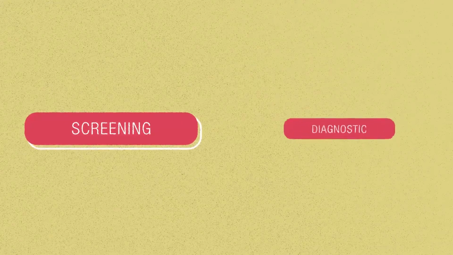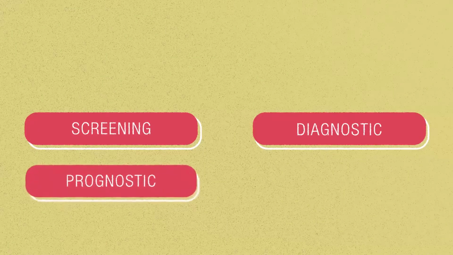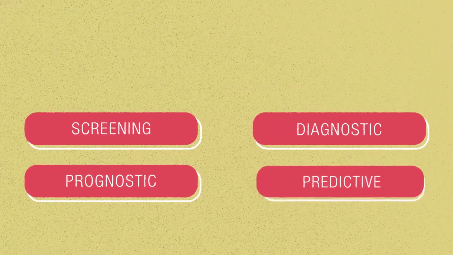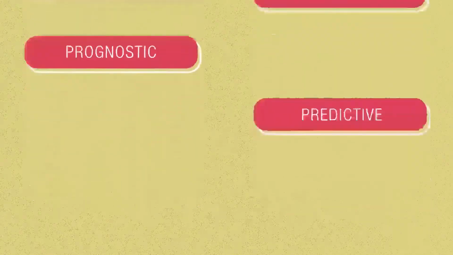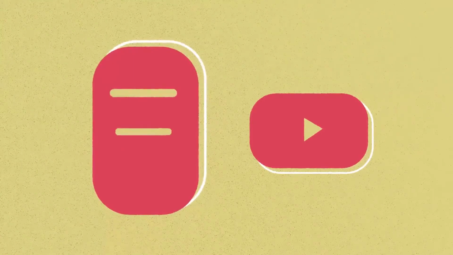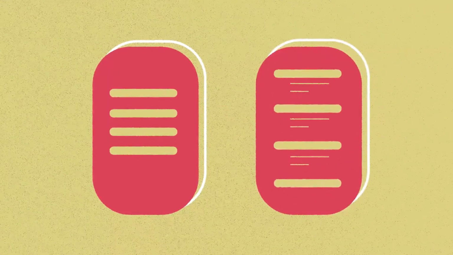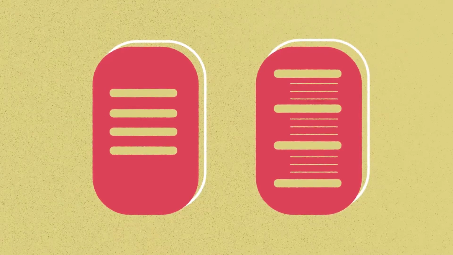For any ailment, tests are usually divided into 4 categories: screening, diagnostic, prognostic, and predictive. In this video, we're going to show you each and every type of test for breast cancer. And in the next video, we will provide all the details for these tests. The first category is screening.